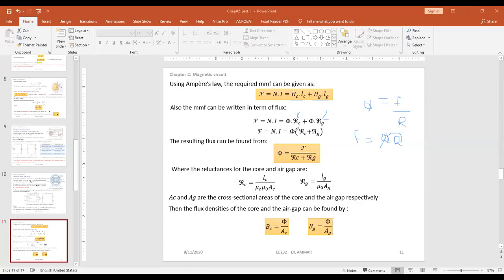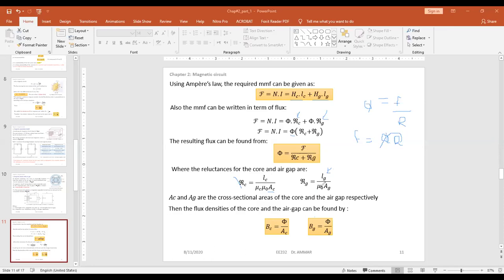Okay, so using this expression, F is equal to phi times RC plus RG. Here we took the flux as a common factor because it's the same flux. Then the flux is F over the summation of those reluctances. We said each one has a specific reluctance. Here for example the reluctance of the core is LC, the length of the core, over the relative permeability of the core mu C multiplied by mu 0 times the cross section of the core.